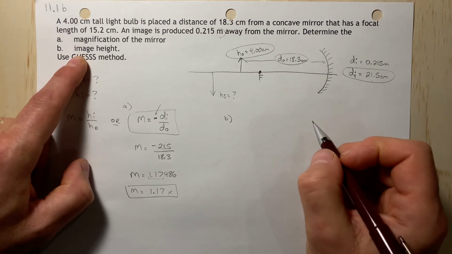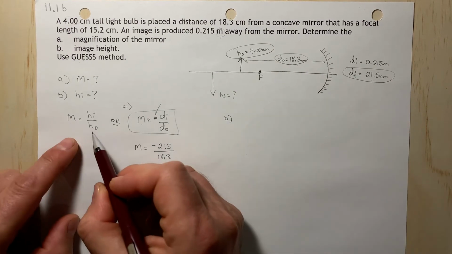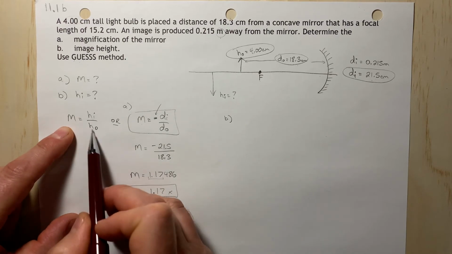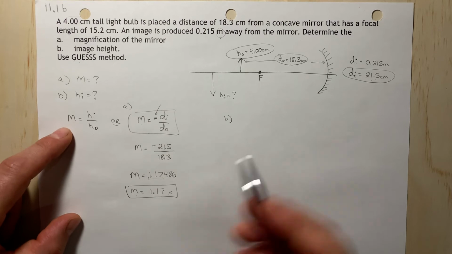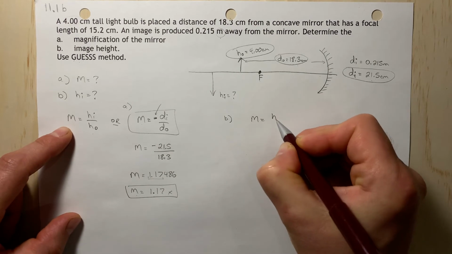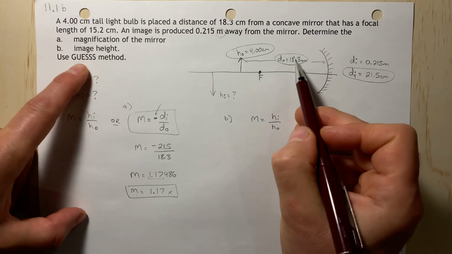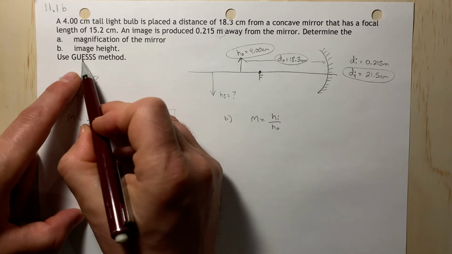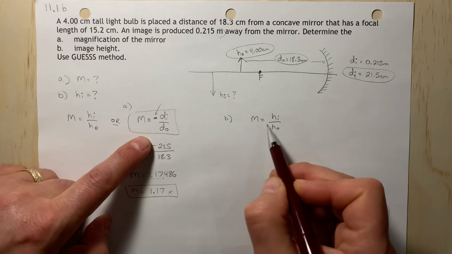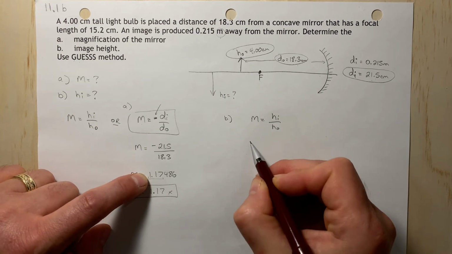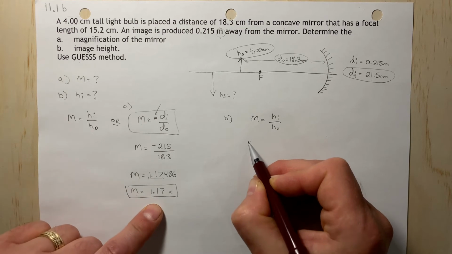For part B, they're asking for the image height. Okay, so now I'm back to this equation over here, but now I know the magnification. Really, you need 2 out of the 3 things in this equation. Okay, so let's start with this. Here's my equation. Remember, in this GUESS method, we write down givens, unknowns. We're also going to write the equation. So do show me which equation you're subbing into. Don't just start with numbers. Show me the equation, then start subbing these numbers in.